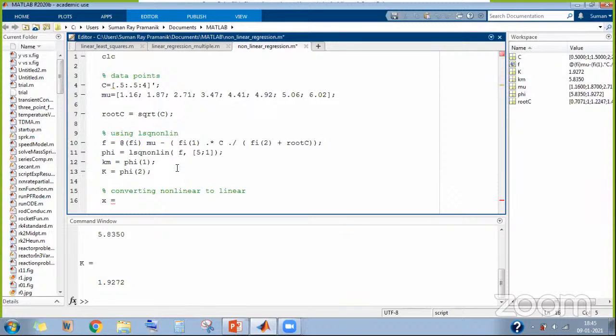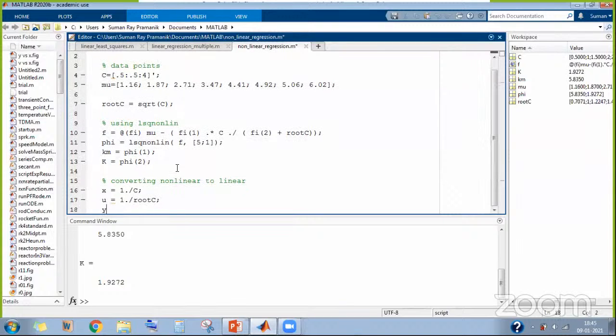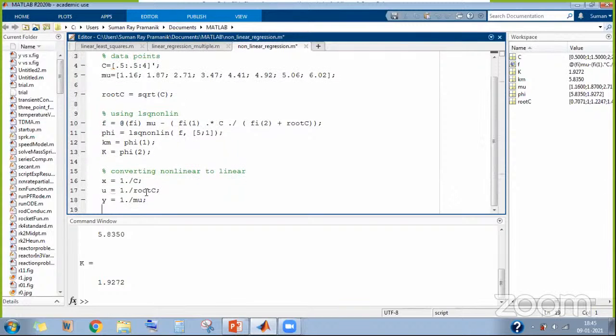As I was saying, let us do 1 by c as x, and let us say u equals 1 by square root of c, so 1 divided by root of c, and y will be 1 over mu. Once again, the dot is for element-wise matrix operation. A simple 1 by a matrix is not possible, but we actually want, let's say, this mu1, 1 by 1.16. That can only be done through this dot operation. So that is why we are doing that.